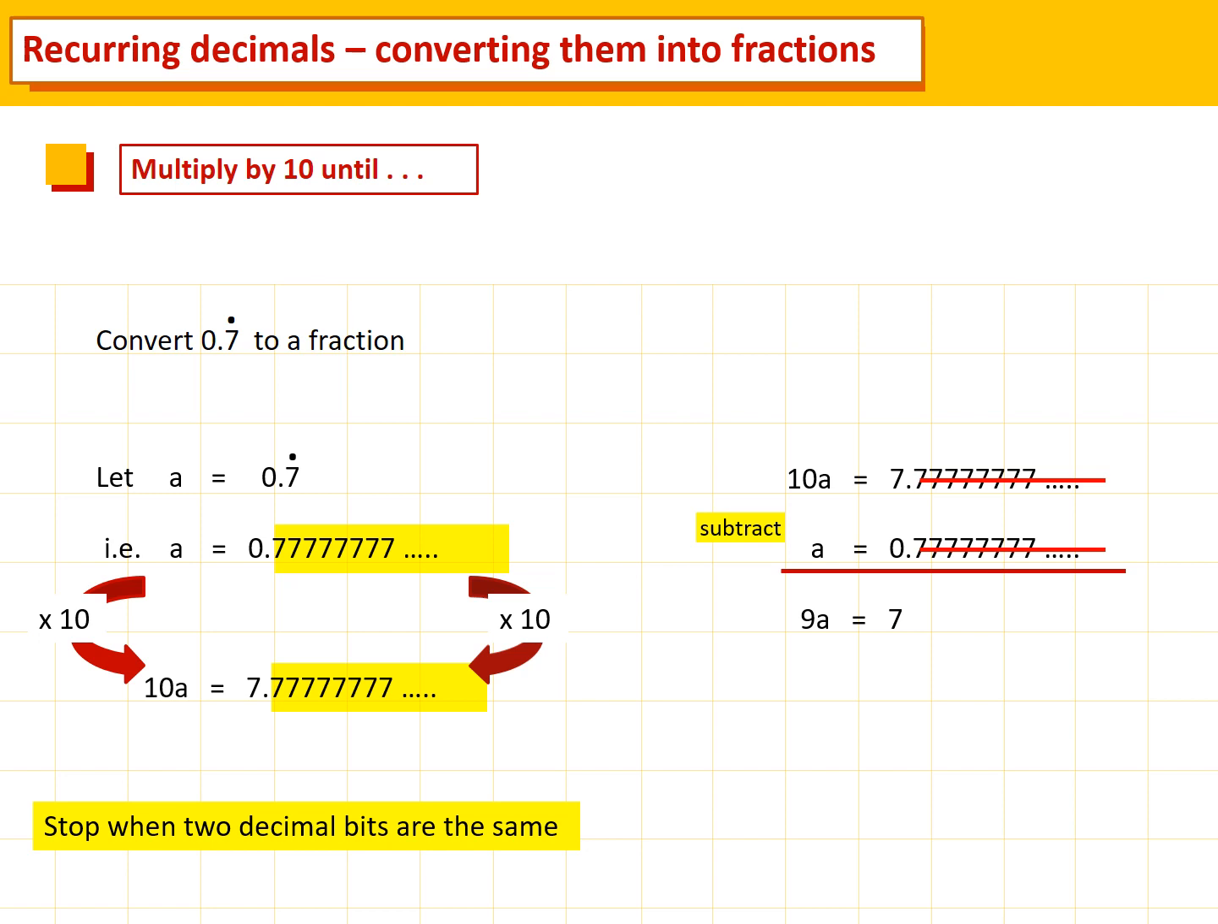From 9A, I want 1A, so I divide by 9, and that is the fractional equivalent to 0.7 recurring. 0.7 recurring is 7/9.